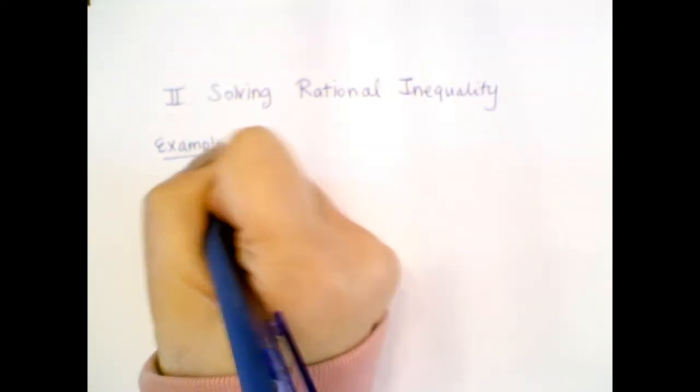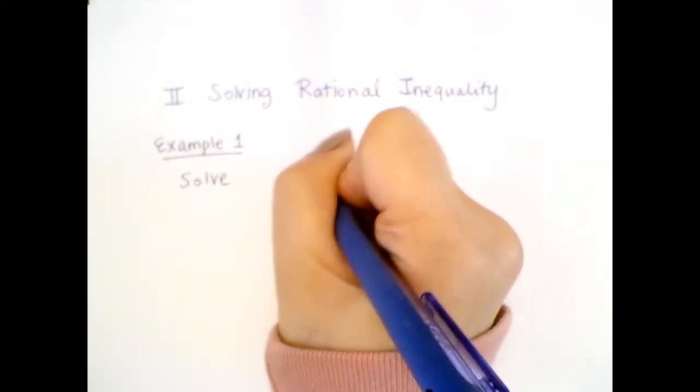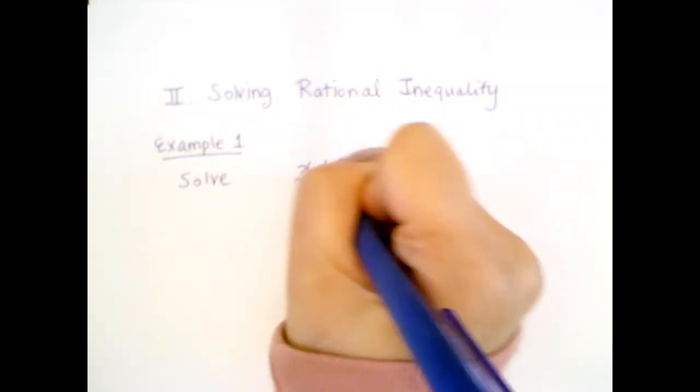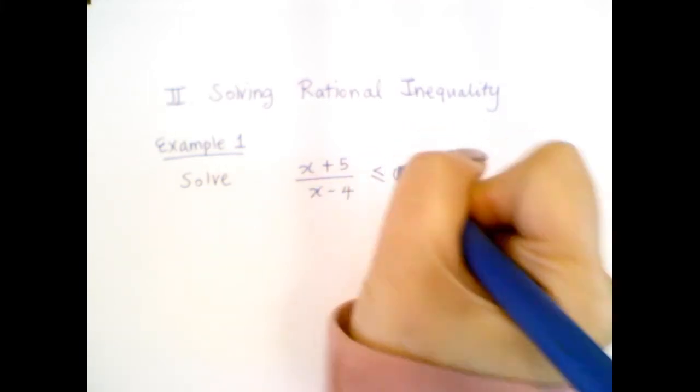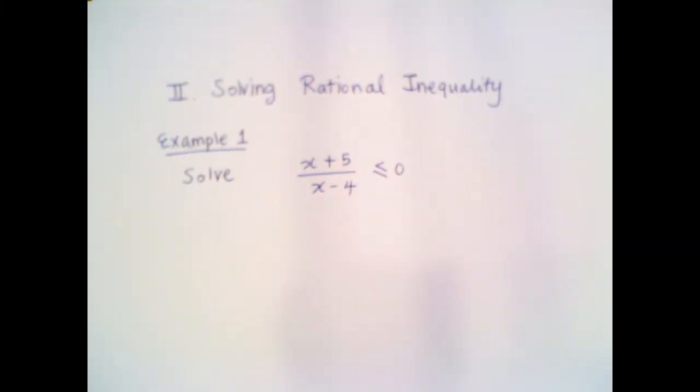I'll ask you to solve x plus 5 over x minus 4 is less than or equal to 0. So do write this for me first.